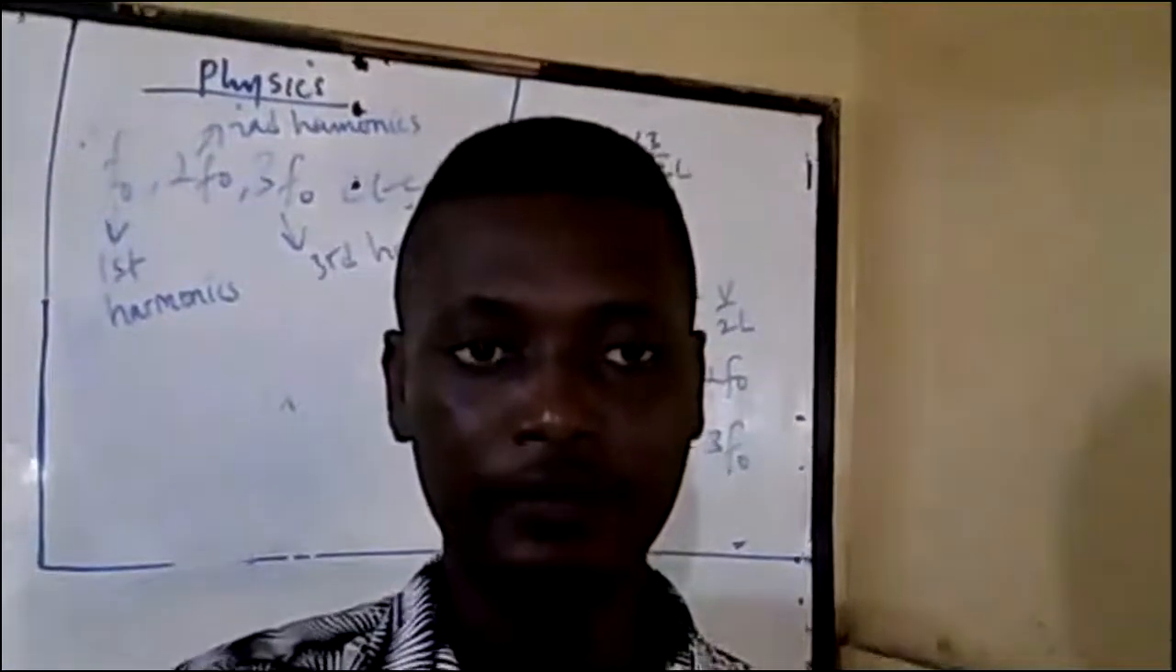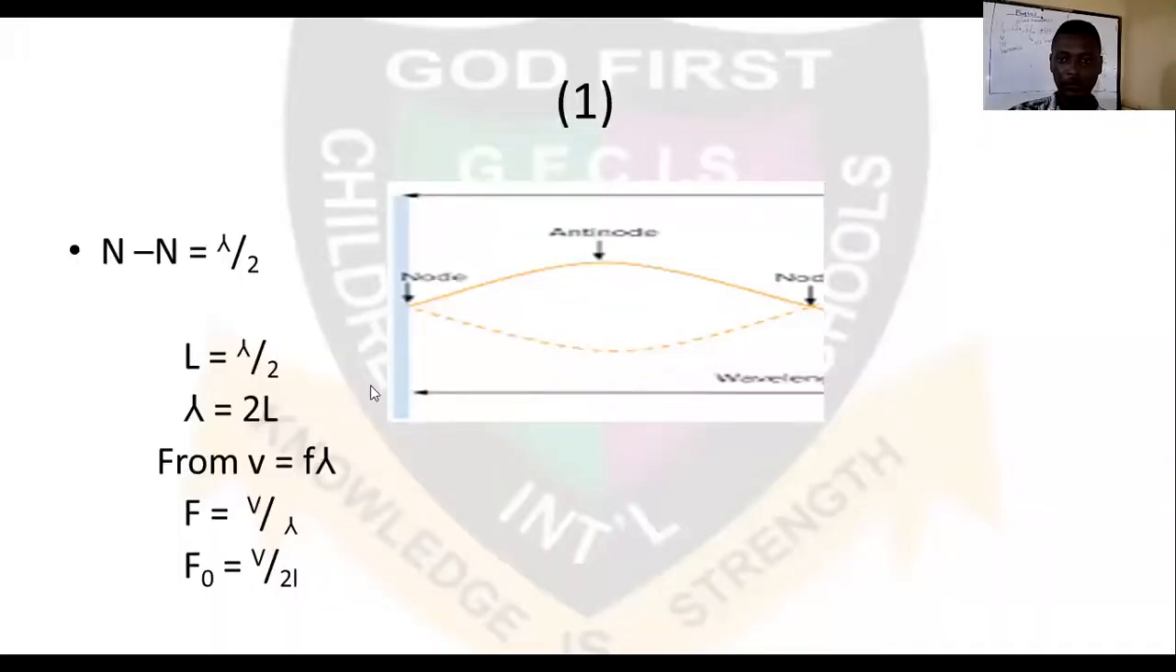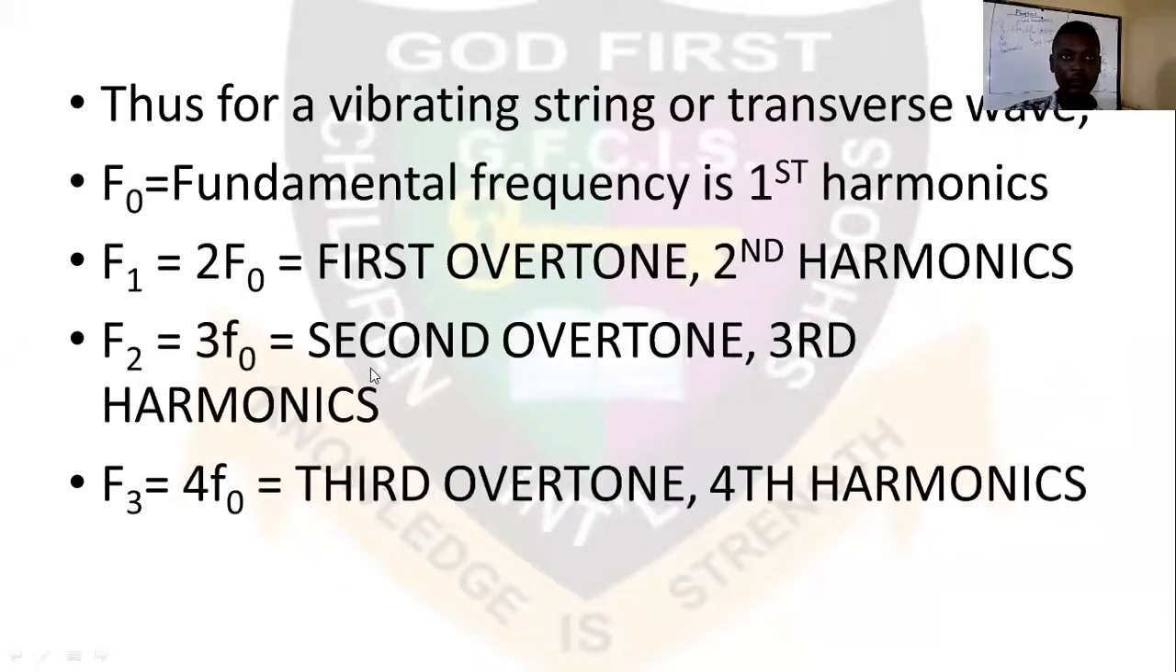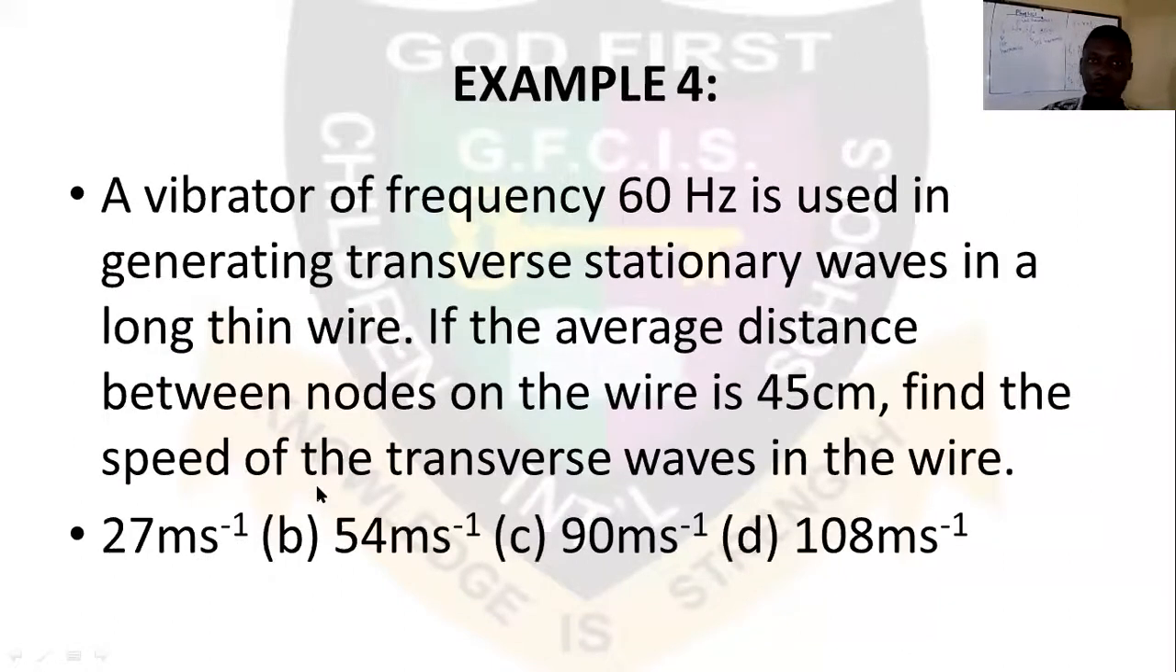Let's go to the slide. Okay, look at what we are saying. F0 for fundamental frequency, first harmonic. F1 is equal to 2F0 for first overtone, second harmonic, like I've said before, and so on and so forth.